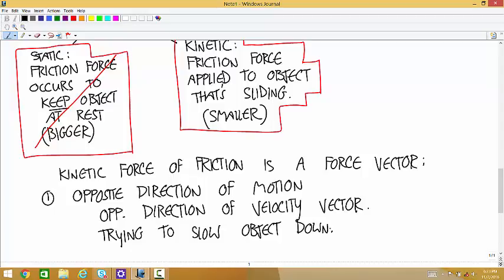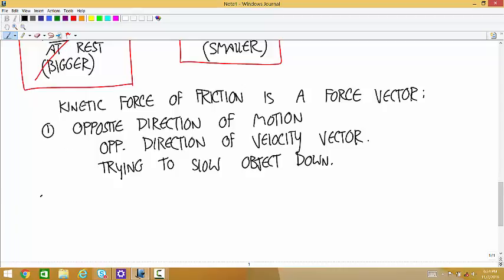So if you know the velocity of an object, or if you know the direction that the object's moving, you always know the direction of the velocity vector. You always know the direction of the friction force vector. So if an object's moving that way, friction is pushing it this way. That's just always how it is. It would be cool if sometimes the friction force would move in the direction you were moving. That would make everything a lot easier. But it's always trying to slow things down.